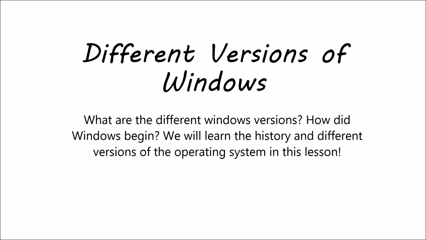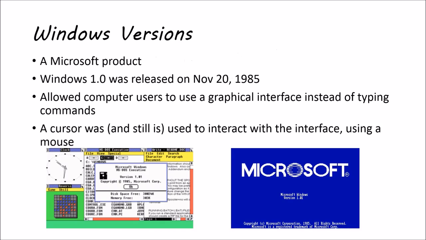Which one do you have? Well, before we get into that, let's do a little bit of Windows history. So, Windows versions. Windows is a Microsoft product. You may have heard Microsoft Windows before, and that's what this is. Windows 1.0 was released on November 20th, 1985, so it's been around for quite a while.